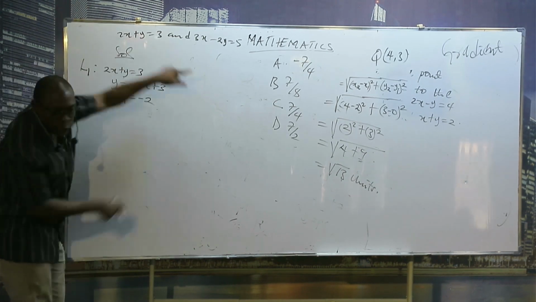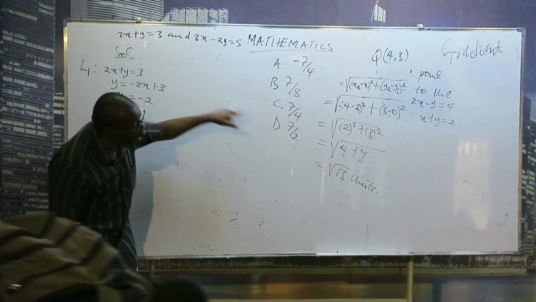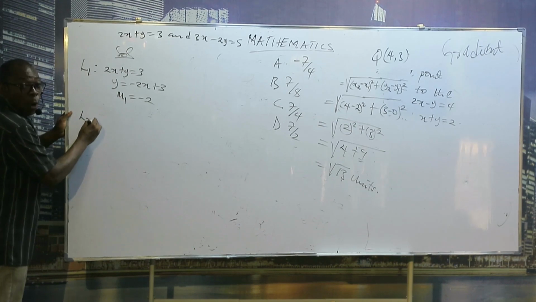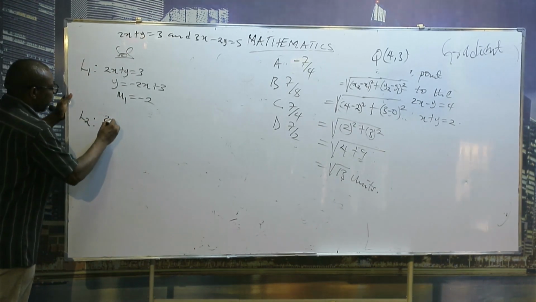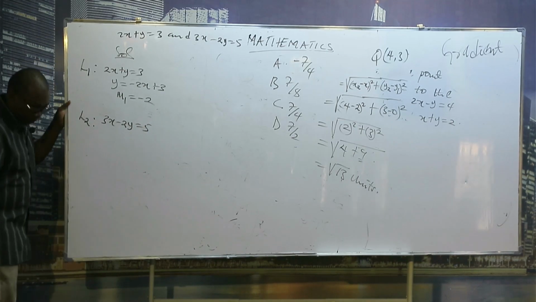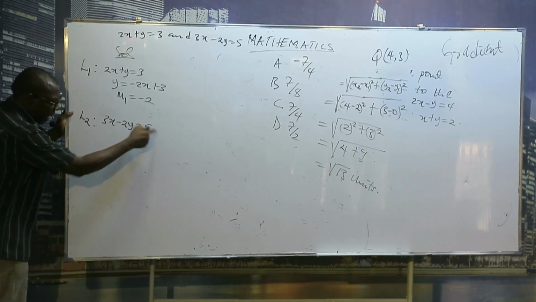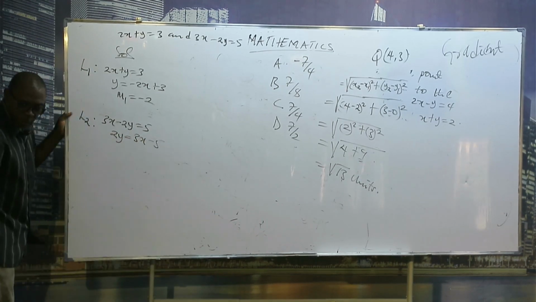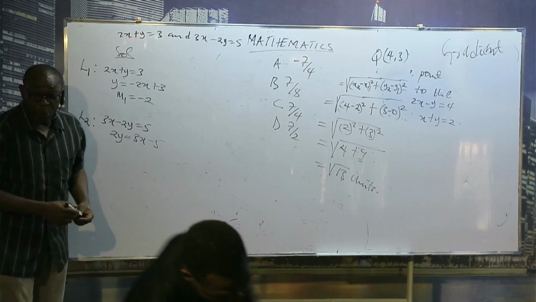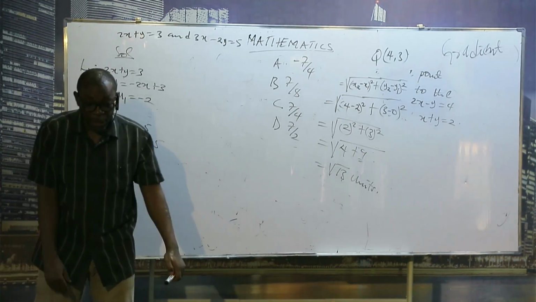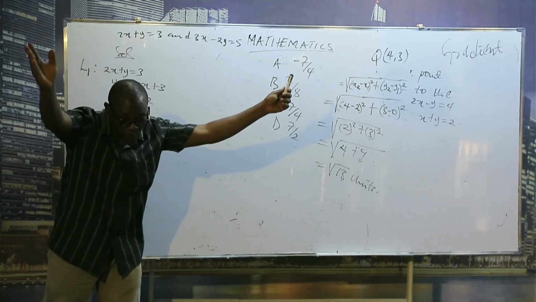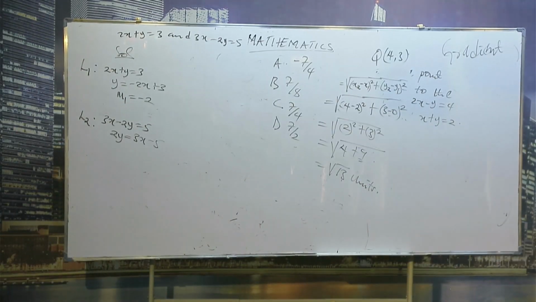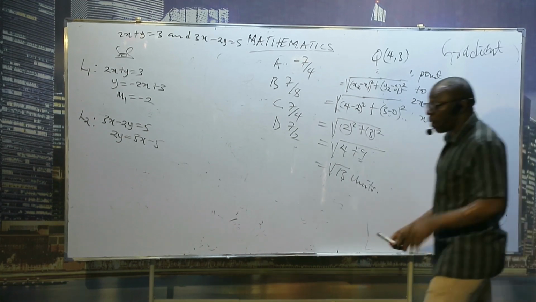Let your soul be here. Oh yeah, we go down to line 2. Line 1 or 2? Look at line 2: 3x minus 2y equals 5. Is it 2y? You see, one day your eyes will leave you. They are tired. You use your eyes to be looking at rubbish. A lot of you don't have control.